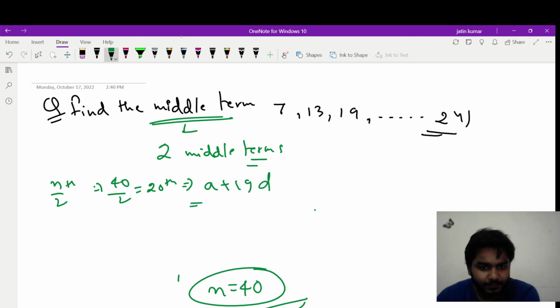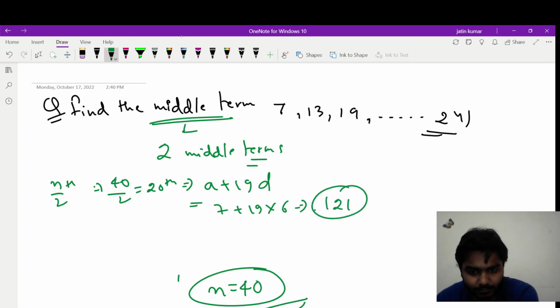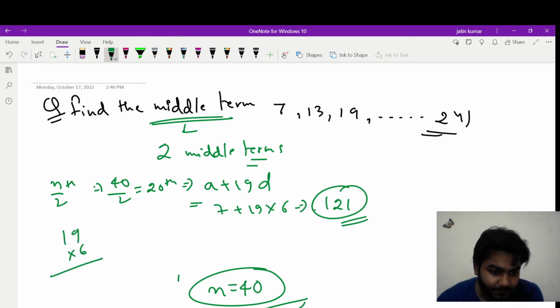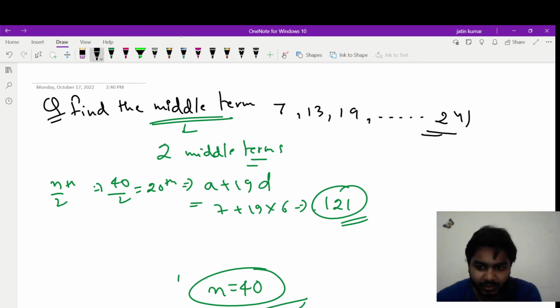A plus 19d, 7 plus 19 into 6, how much is it? 6 9s are 54, 4 carried, 5, 6 1s are 6, 6 plus 5 is 11, 114 plus 7 is 121. Okay, I hope I have done it right. The n by 2th term I have got is 121.